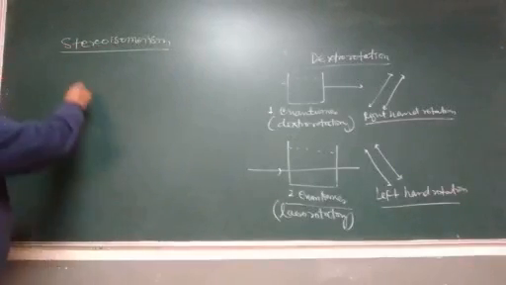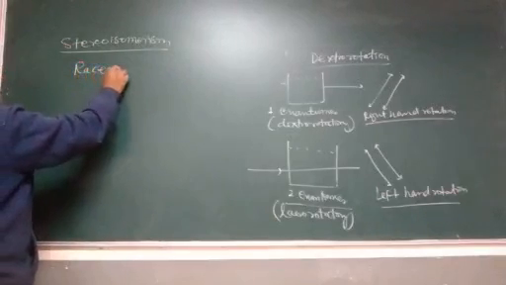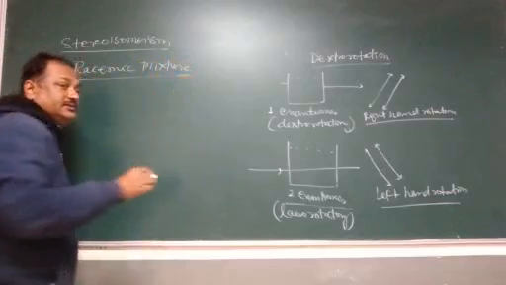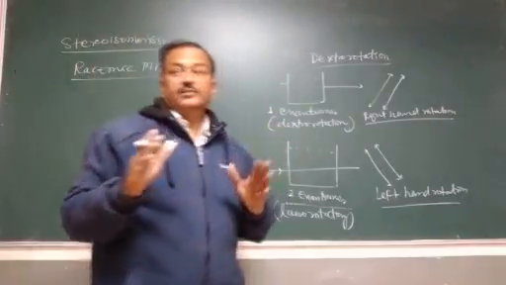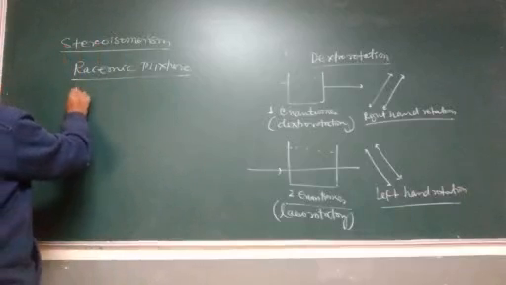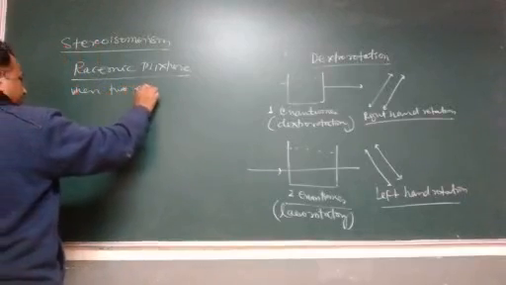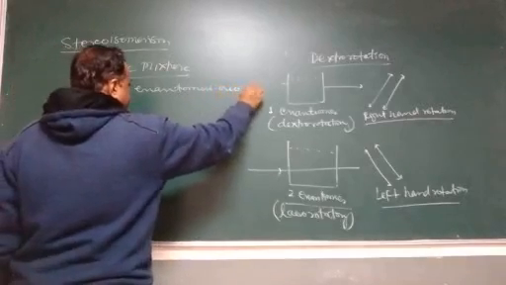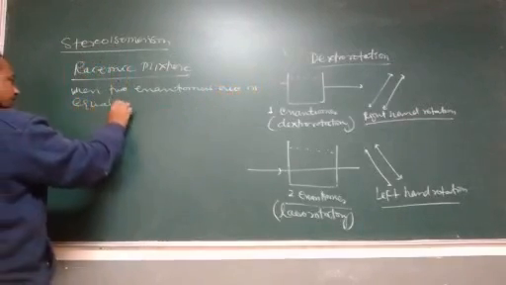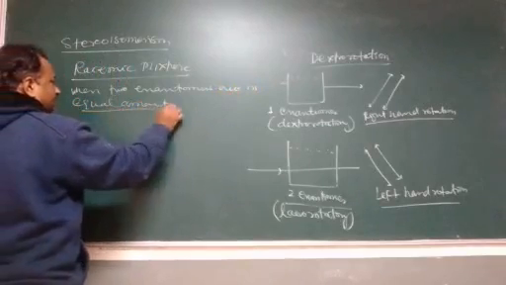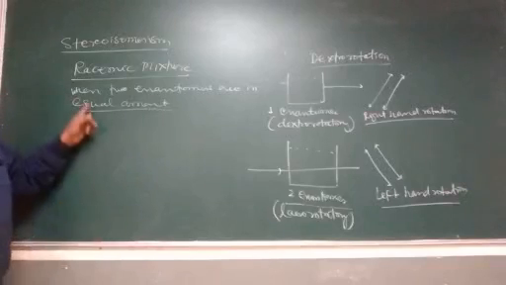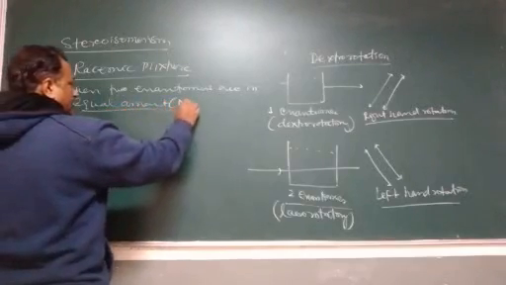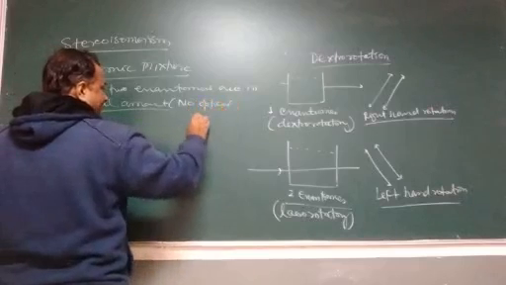Now, there is another point, racemic mixture. Racemic mixture means when the two isomers are present in the same quantity. When two enantiomers are in equal amount, it is called a racemic mixture. So there will be no optical rotation, so no optical activity.